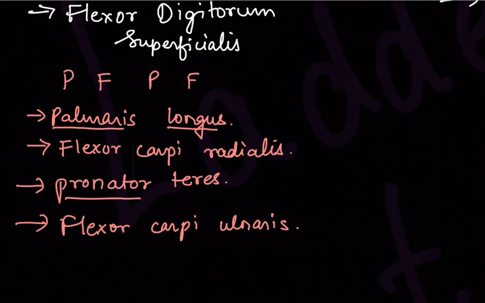This will help in pronating your hand. So in the very first video, I explained what pronation and supination are, right? So it will help you pronate your hand, that is, from your palm side, it will help you rotate your hand to the back side. Okay. Pronator is like a rotator. And flexor carpi ulnaris, carpi means carpal, ulnaris will be basically towards the ulna.